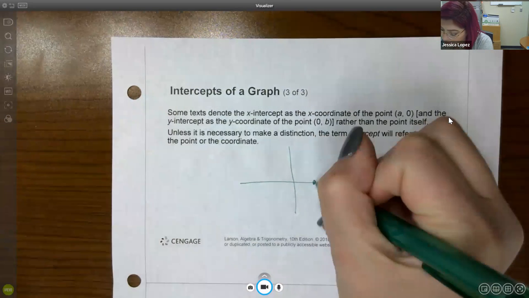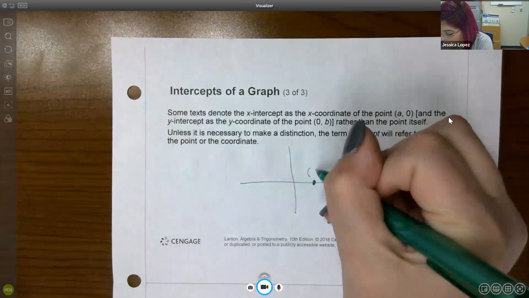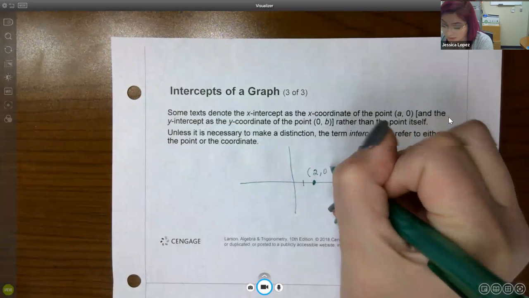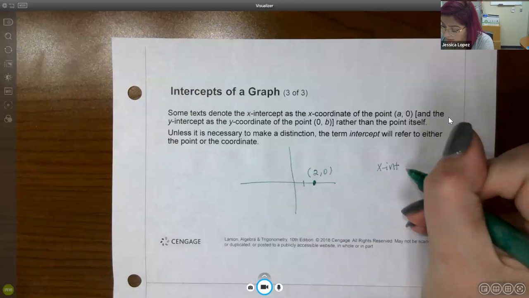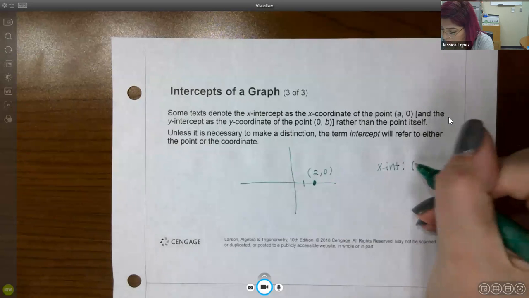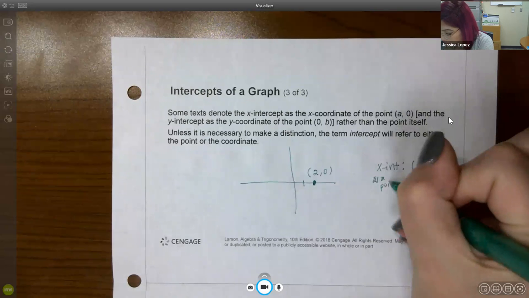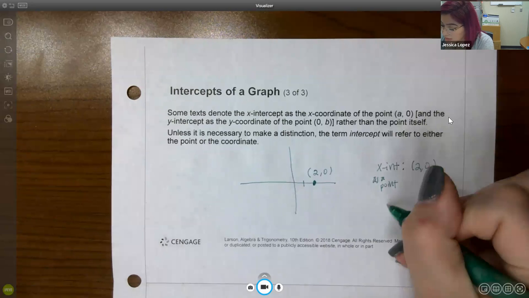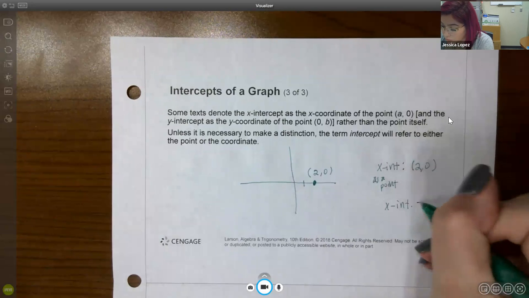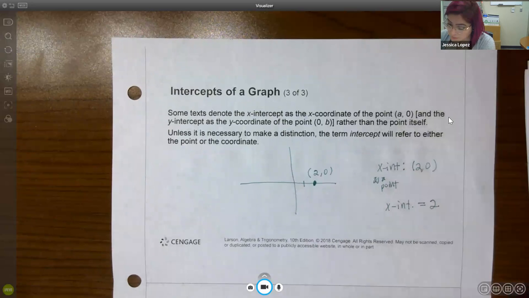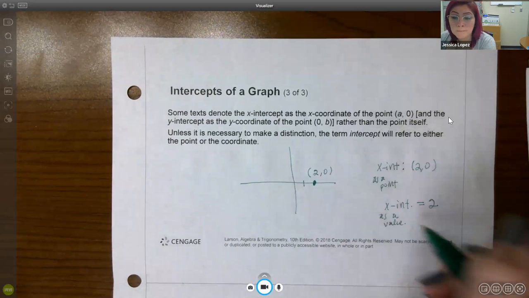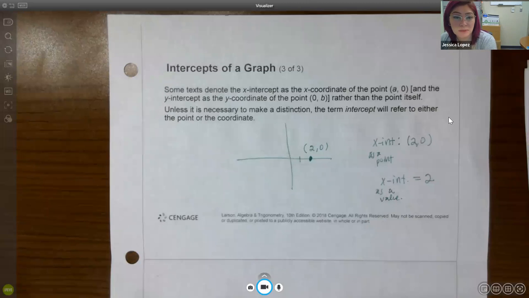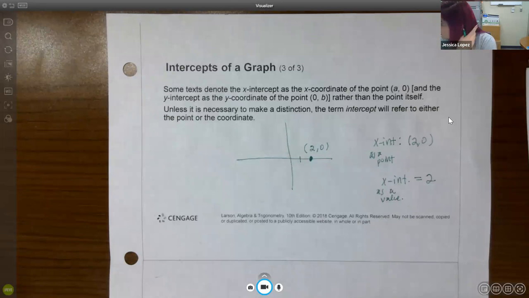Because if I have a point here, and let's say the coordinates of this point were 2, 0, this is an x-intercept, but depending on the directions, sometimes they want the x-intercept as a point. So it would be 2, 0. And sometimes they like the x-intercept as a value, which would just be the x-coordinate of that intercept. Okay, so it really just depends. You need to pay attention to the question and figure out whether or not they want a point or they want just a value.